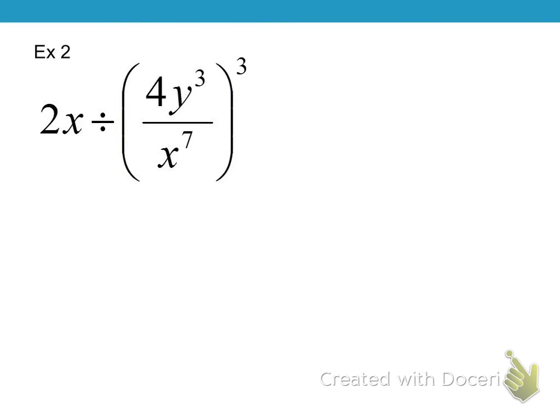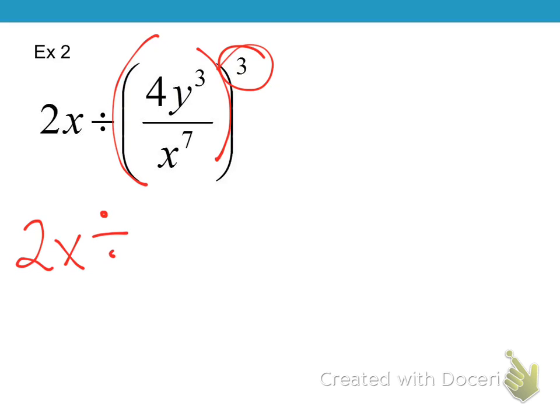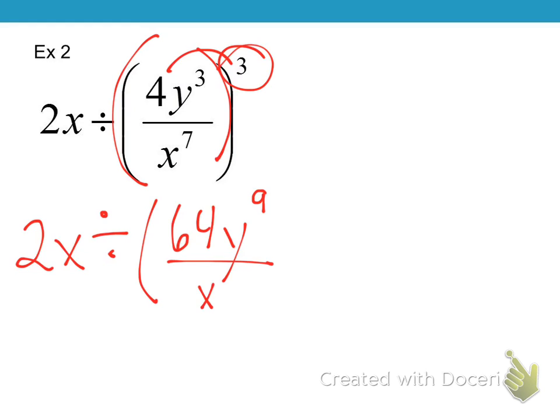All right, so I just want to quickly remind you about order of operations, right? If you have exponents, does that come before or after division? Before. So I need to take care of the parentheses to the third power before I even worry about the division. Okay? So I'm just going to keep this 2x divided by, what's 4 to the third power? 64. What's y to the third power? Y to the 9. And what's x to the 7th to the third power? X to the 21st. Very good.